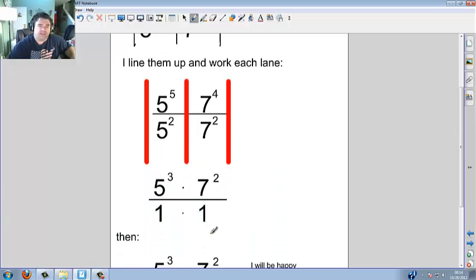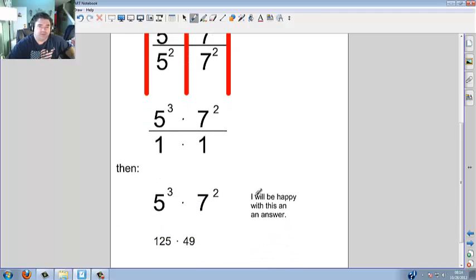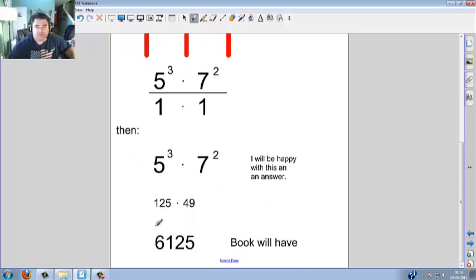7s, top wins by 2. So notice that when I fight it out, this 3's left and just a generic 1, and 2's left on top, just have a generic 1. So 5 to the 3rd times 7 squared. Now I would be happy with this answer here. That's good with me. If you want, the book will have 6,125. Either one's fine for this lesson here.